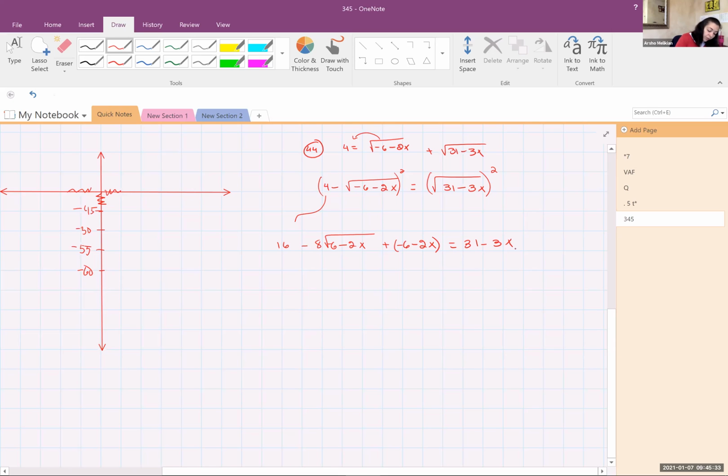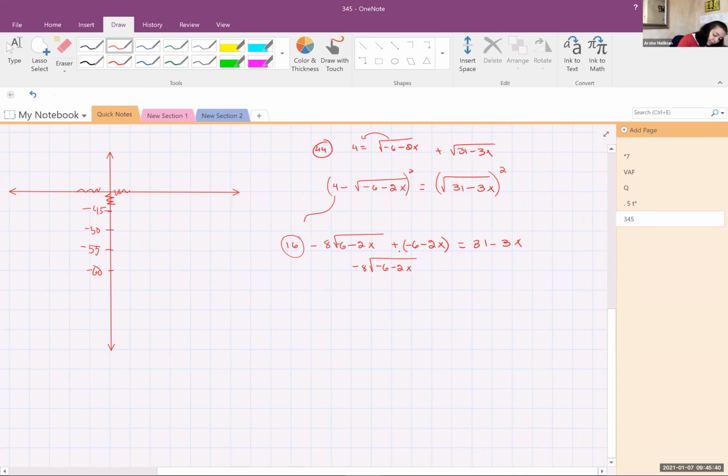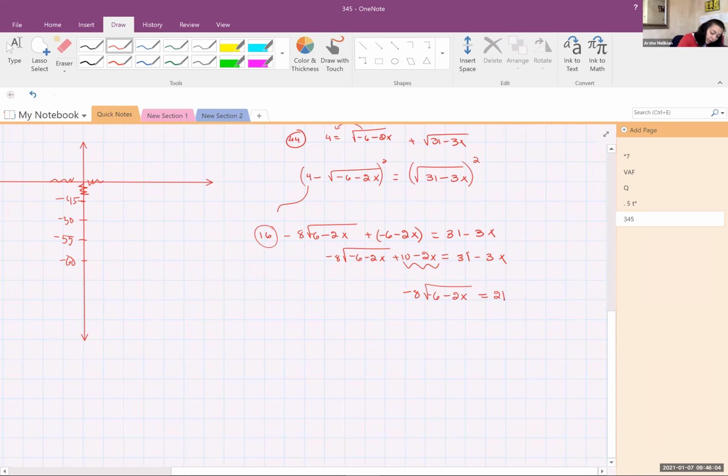So now I want to move everything to the other side, but first, this is -8 times -6 minus 2x. 16 minus 6 is 10 minus 2x. Okay? So when I move these over, I subtract 10 and I get 21. I add 2x and I get x. Right? So far, so good.